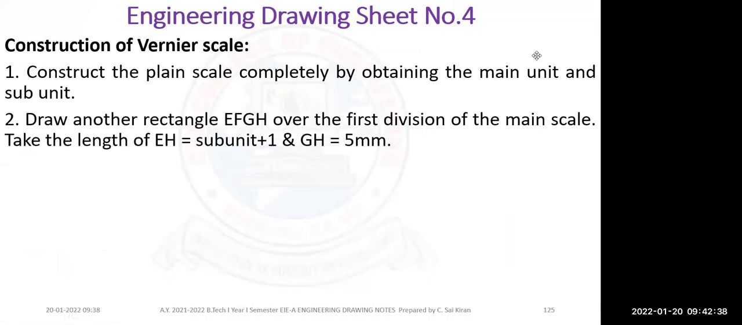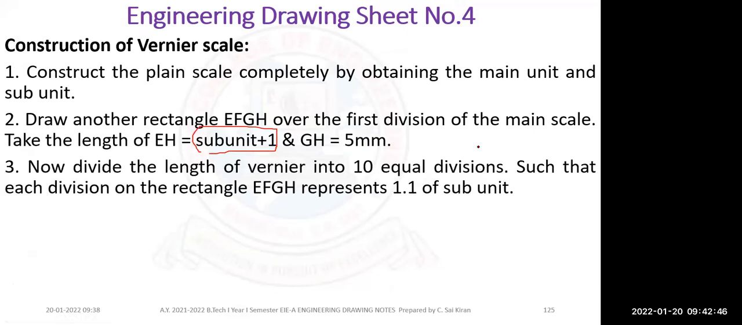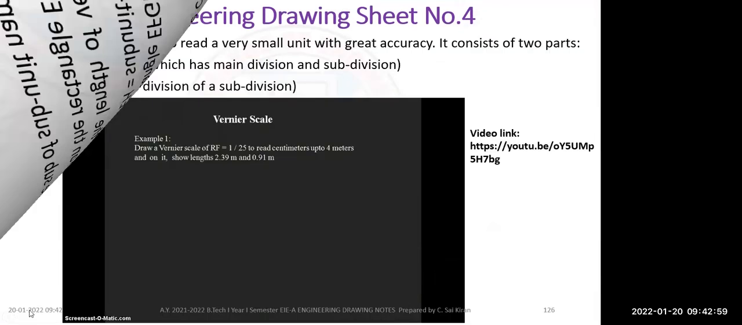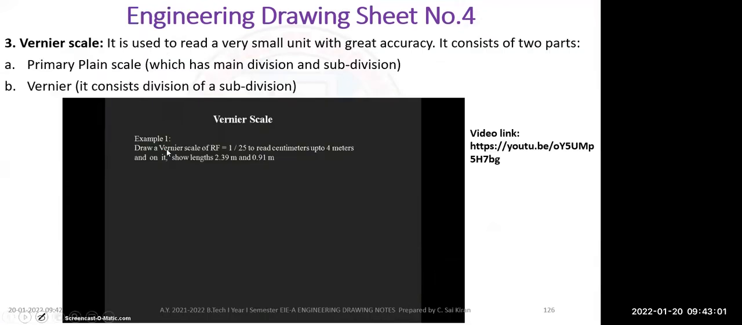So in this scale, we add one more subunit, and we take the vertical height as 5 mm, divided into 10 equal parts. So this is my 10, and I'm adding one more, so the total becomes 11 parts. These 11 parts I'm dividing into 10 equal parts. Watch this video once.